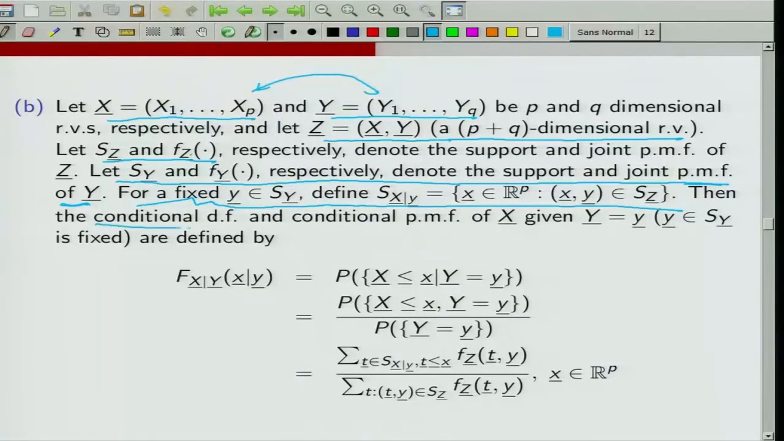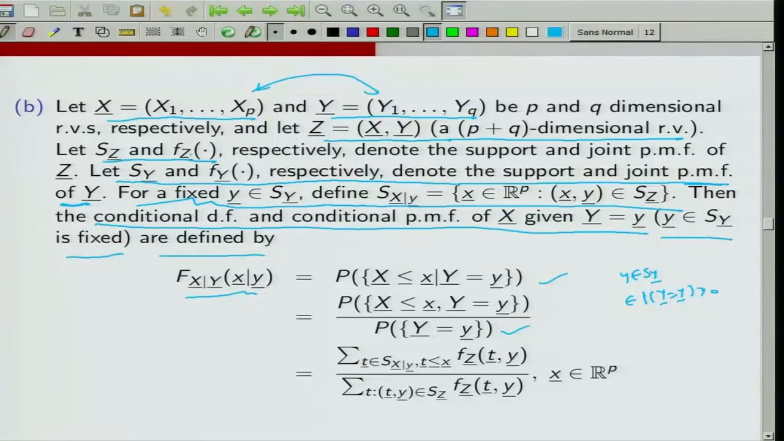Then the conditional distribution function and conditional probability mass function of X given Y = y, where y in S_Y is fixed, are defined by F_{X|y}(x), which is the same as probability X less than or equal to x given Y = y, which is the same as probability X less than or equal to x, Y = y divided by probability Y = y. Now, note that since y is in S_Y, this implies that probability that capital Y equals small y is positive. That is why this conditional probability is well defined.